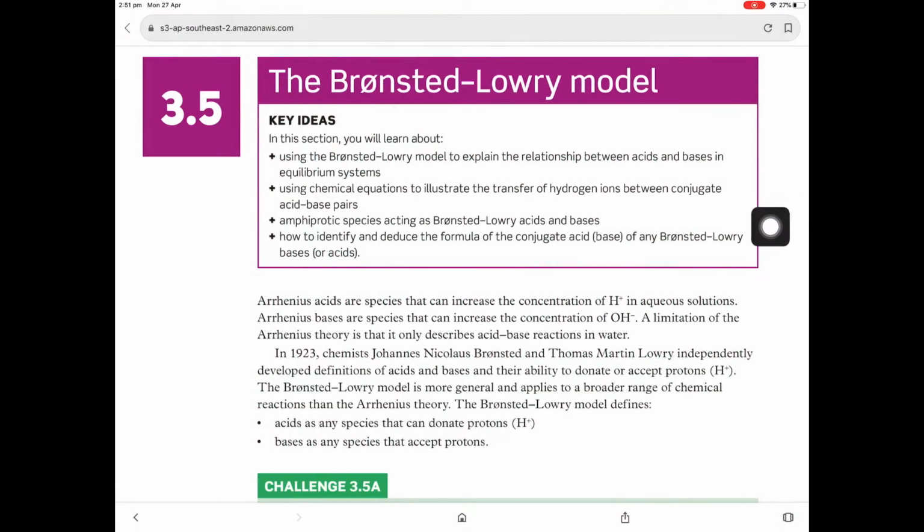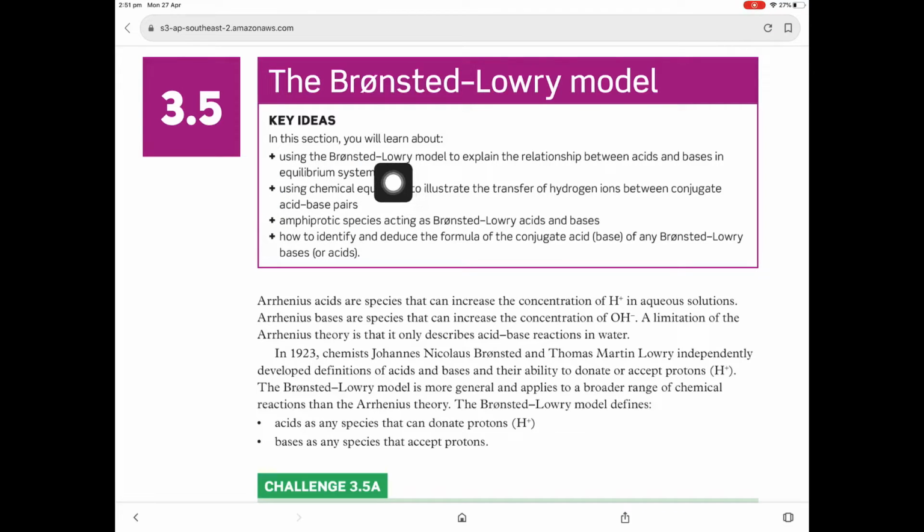Okay, so in this section, section 3.5, we're looking at the Bronsted-Lowry model. I just wanted to mention that my little pointer here, I couldn't get an arrow, but I've got this little doodad circling the screen. I'm always going to be tracking under what I'm talking about. So the Bronsted-Lowry model, if you know what I mean. In this section we're looking at that model.